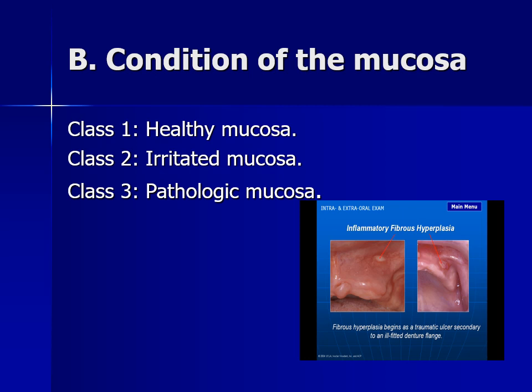Well, the condition of the mucosa should be evaluated. We have three classes: the healthy mucosa, irritated mucosa, and pathological mucosa. You know, the mucosa could be easily irritated, especially when you have an overextended denture flange or faulty wearing habits from the patient. So an ulcer could occur at the labial vestibules or the buccal vestibules, and this is called inflammatory fibrous hyperplasia, as you see in the picture in the lower part of the screen.